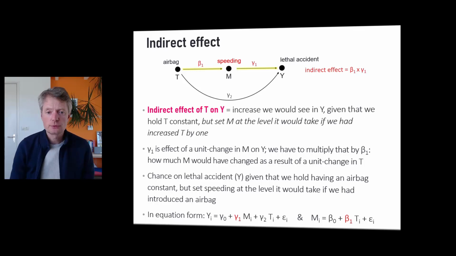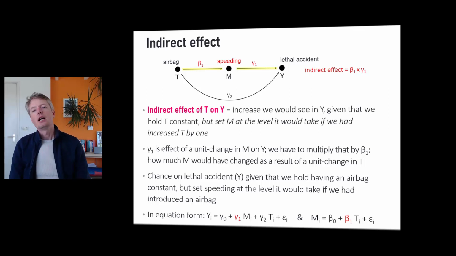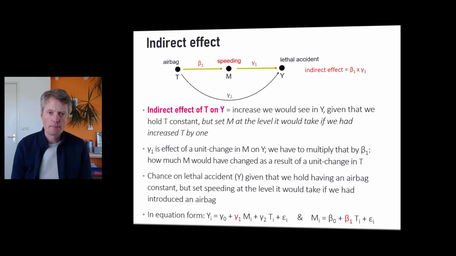Now that sounds a little convoluted, right? Basically, look, the way to look at it is as follows. We are interested in the unbiased effect of the mediator M on the outcome. Right, so that's our main focus. That is basically gamma 1. Right, so how does speeding affect the chance of getting in a lethal accident? But we actually have to multiply that by how much airbags affect speeding, right? That's the beta 1. So the indirect effect is beta 1 times gamma 1.